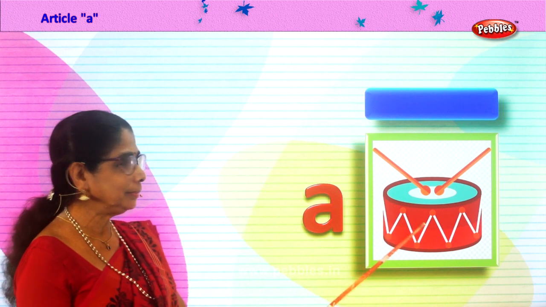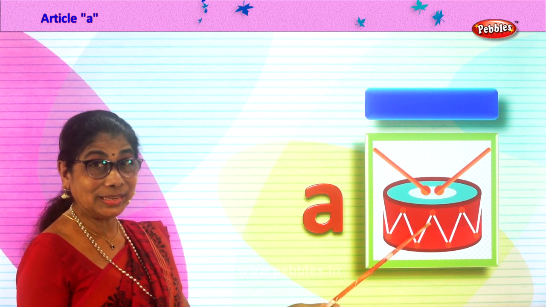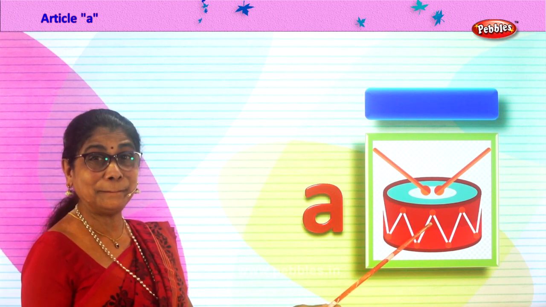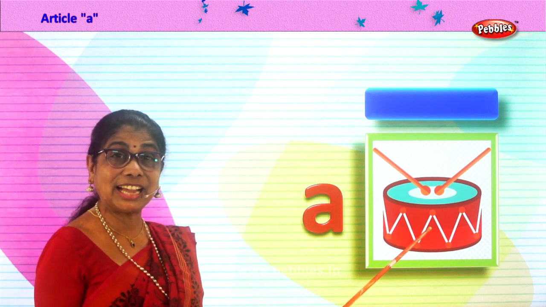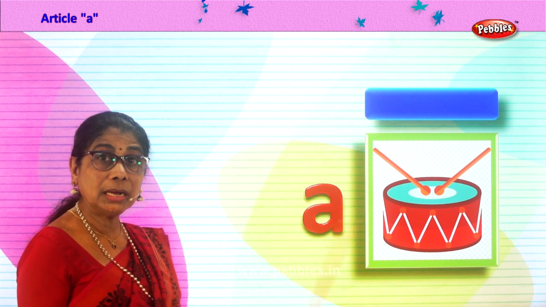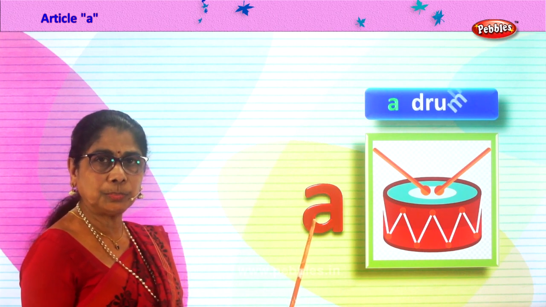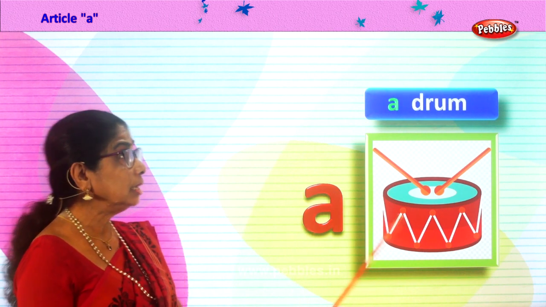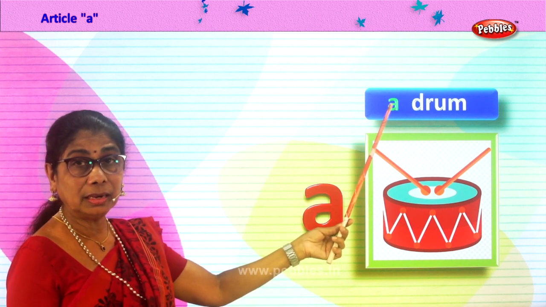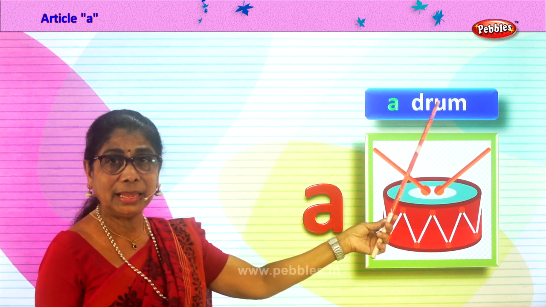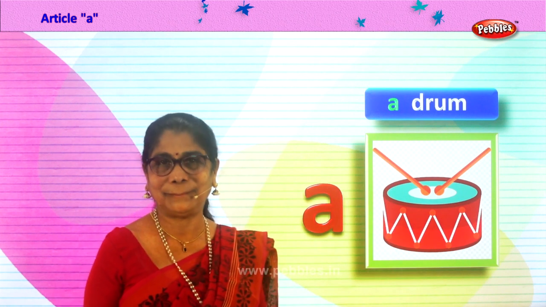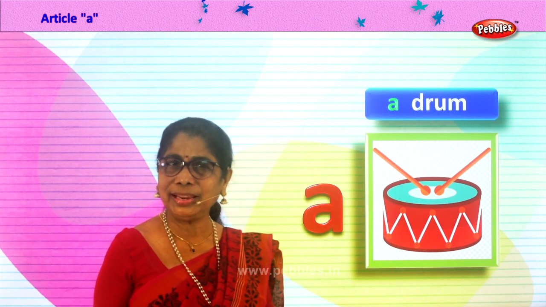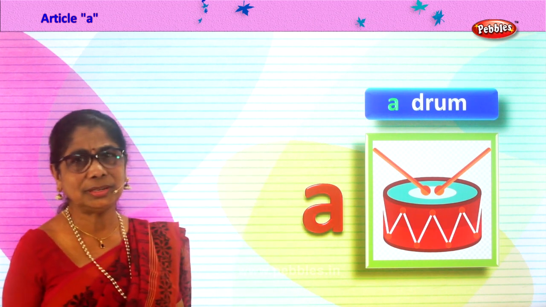Shall we look at another picture? Here we are. You love this? What is it? Drum. Drum begins with letter D. D is a consonant. So, a drum. Article A is put in front of it. A drum. Read a drum. Spell drum. D-R-U-M. Drum. A drum. Are you enjoying?